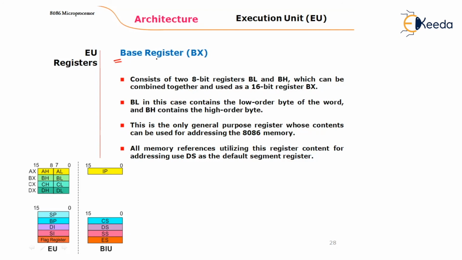The starting address of any program will get stored into the base register. Let us say the computer is dealing with X program. X program is available right from the 250th location. Now this 250th address will get stored in the base register. When you want to access an address within the program, you need to access it in relation to the base register. All the memory references utilizing this register contents for the addressing use the data segment as the default segment register. Of course, for a program, data will be available in the data segment. So for any program, the data segment will be the default segment register.